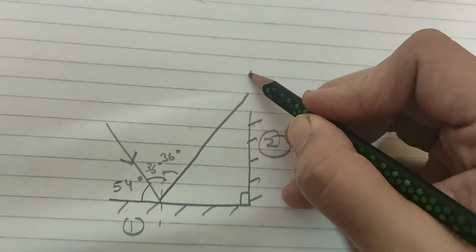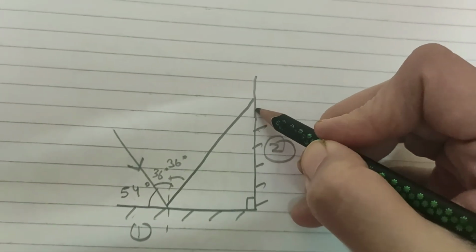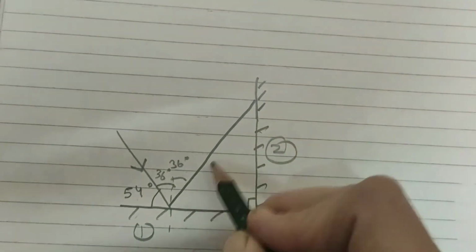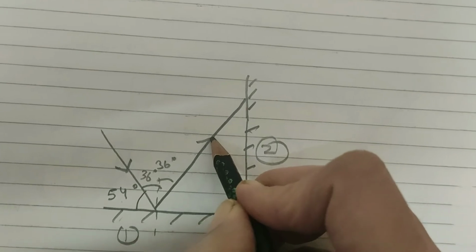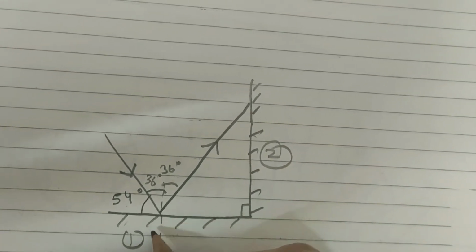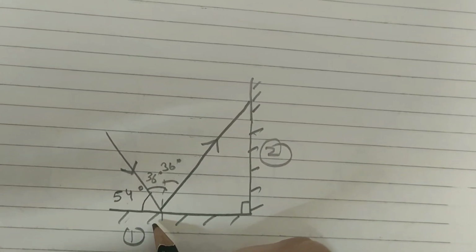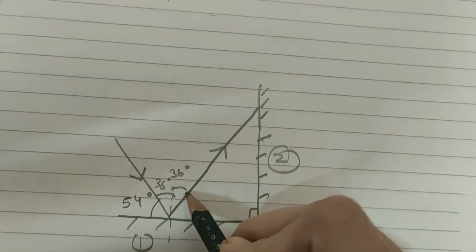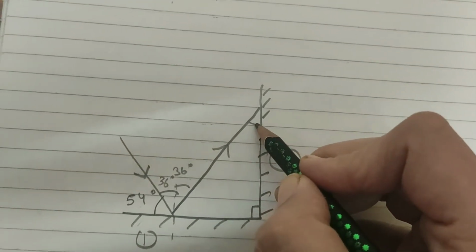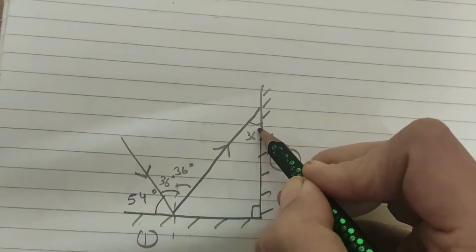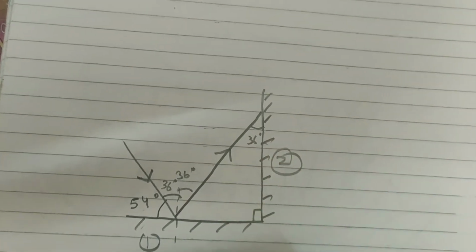So extending this mirror, now this light ray is striking the second mirror at what angle? That is what we'll have to find out. Now this angle is 36, so that means this angle must be 36. Why? Because these are alternate interior angles.